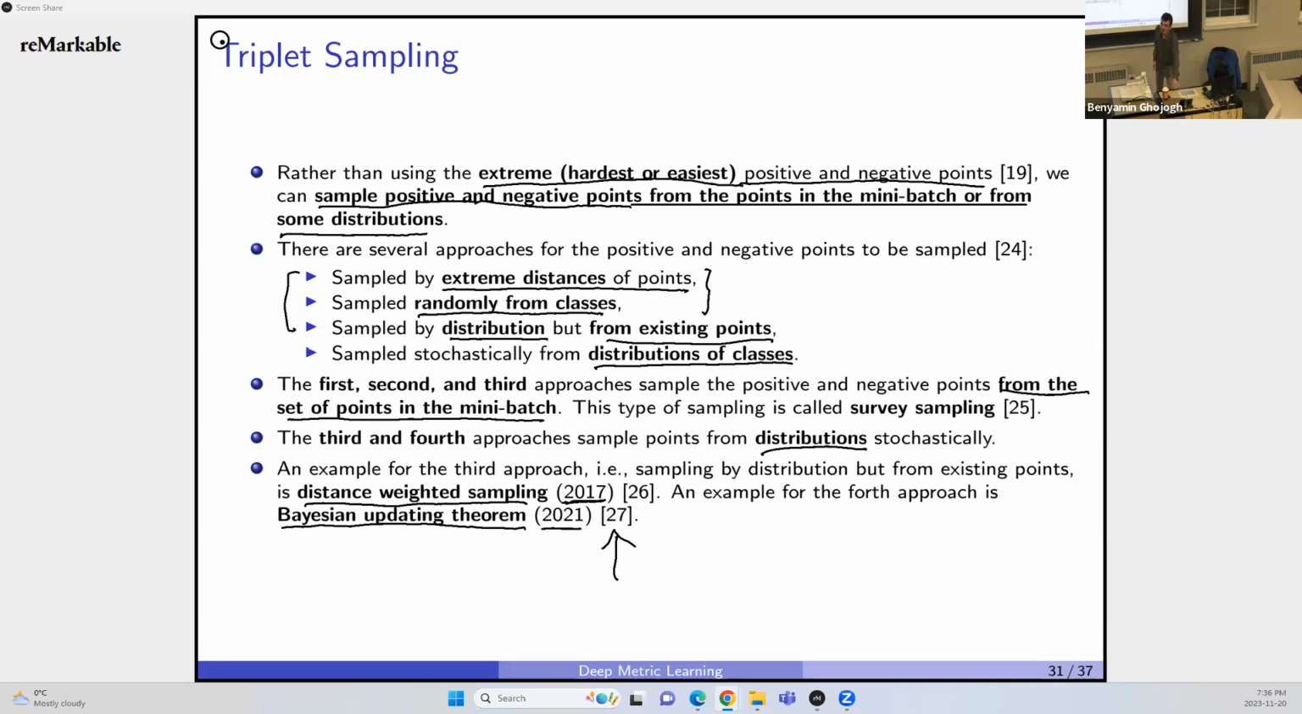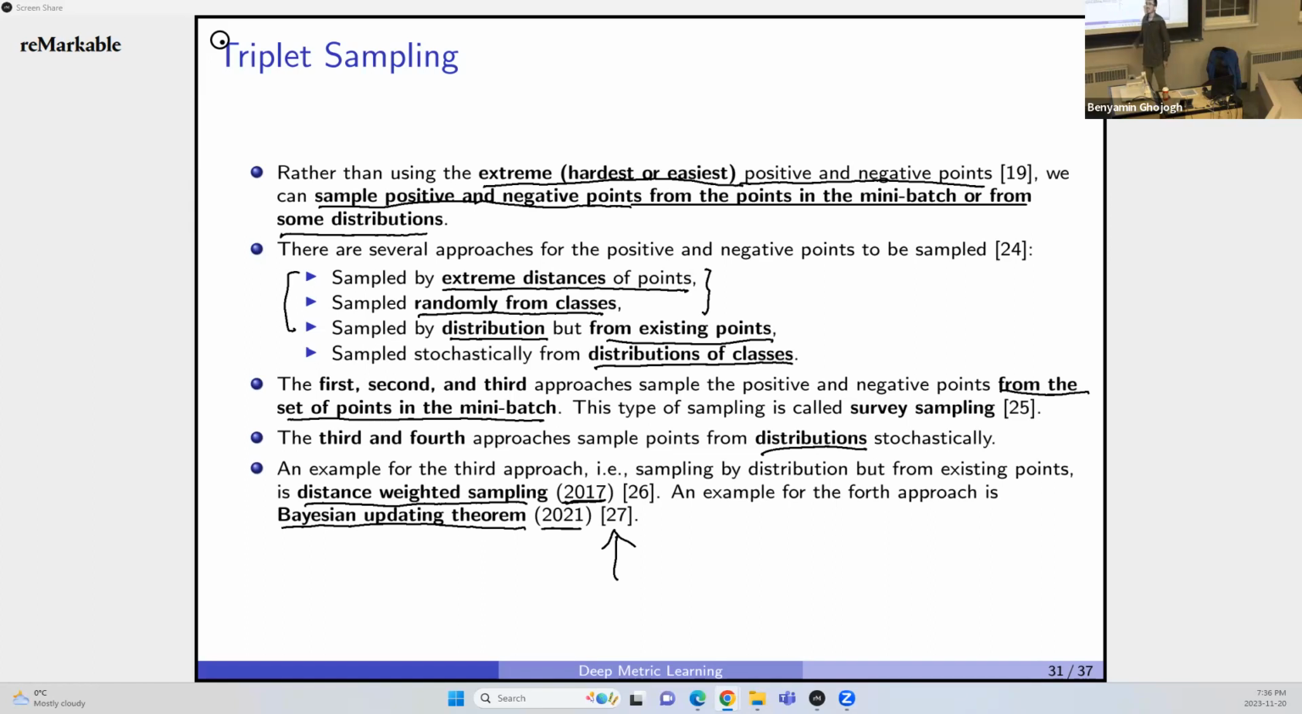Consider some distribution and consider your data to be streaming online data. It is coming, okay? Then your distribution might change. Initially, it might be some distribution, but when new data comes, the distribution changes. So you will have a dynamic distribution changing over time, and you can update that distribution by the Bayesian updating theorem.